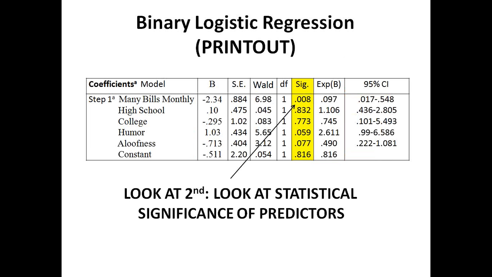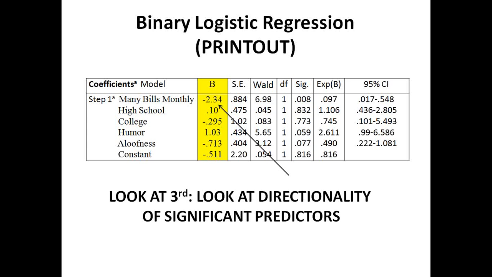So this is that bottom box in the printout. These are the predictors of being happy, yes, no. So we look at the statistical significance of the predictors, and we see there's one statistically significant predictor. Some of the others are close to 0.05, like humor, but they're a little above. If you're going to set it at 0.05, 0.05 it is. So 0.059 is a little above the cutoff. So many bills monthly is the only significant predictor of happiness, yes, no.